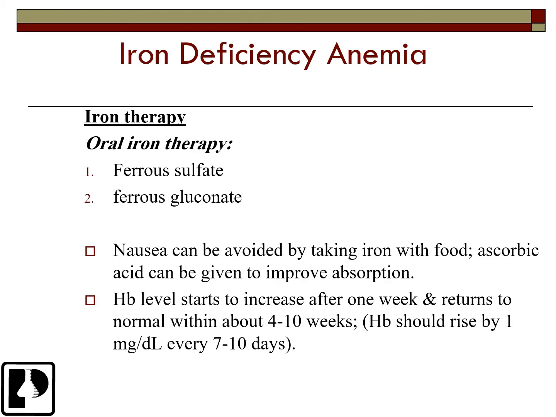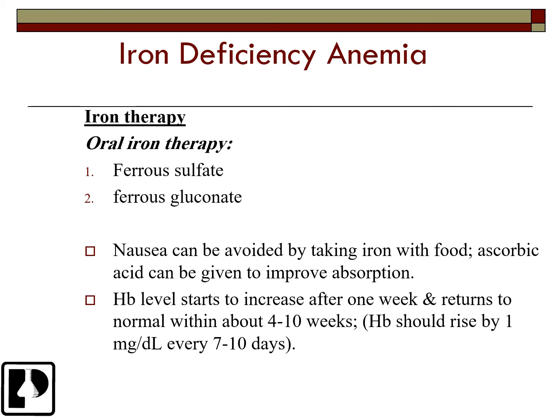What is the iron therapy? We use oral iron called ferrous sulfate or ferrous gluconate. Usually, iron causes nausea for the patient as a side effect, and this can be avoided by taking iron with food. Ascorbic acid, vitamin C, can be given to improve absorption, as we see in the natural form like orange or lemon, or it can be taken in pellets of vitamin C.